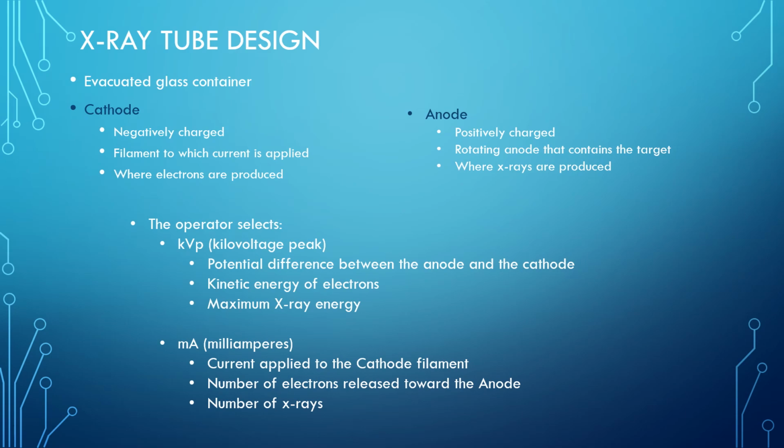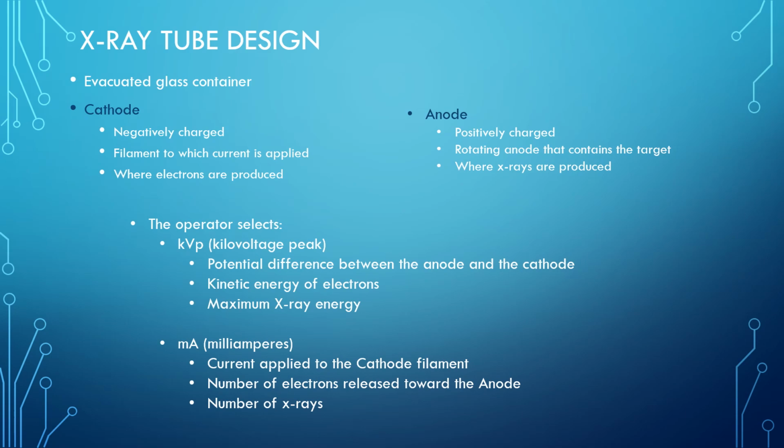The cathode is negatively charged. A current is applied to the filament, and that's where the electrons are produced. And then the anode is positively charged. It's a rotating anode that contains the target materials, and this is where the X-rays are produced.